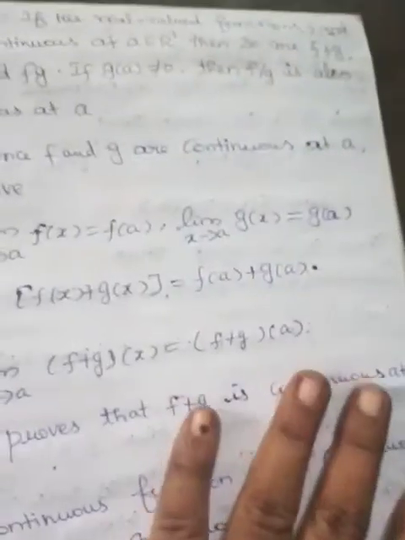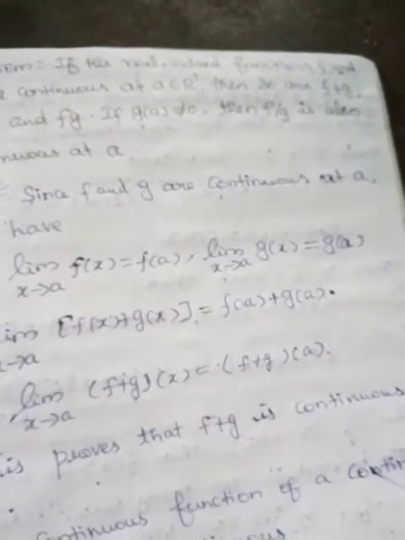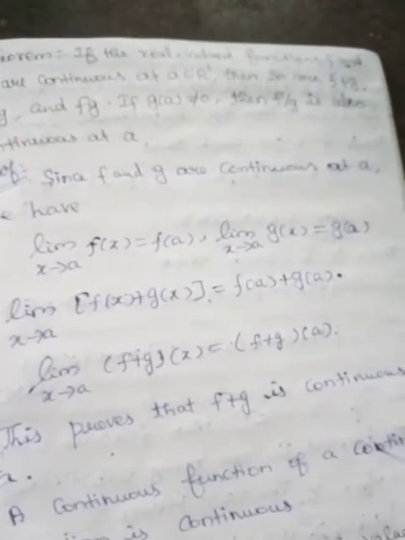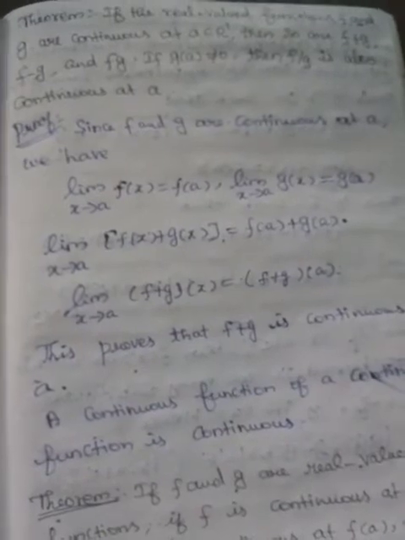Proof: since f and g are continuous at a, we have limit as x tends to a of f of x is equal to f of a, limit as x tends to a of g of x is equal to g of a. So limit as x tends to a of f of x plus g of x is equal to f of a plus g of a. So limit as x tends to a of f plus g of x is equal to f plus g of a. This proves that f plus g is continuous at a. A continuous function of a continuous function is continuous.